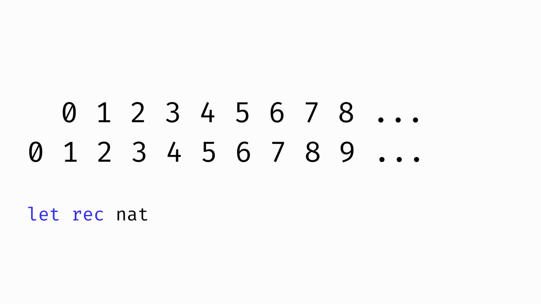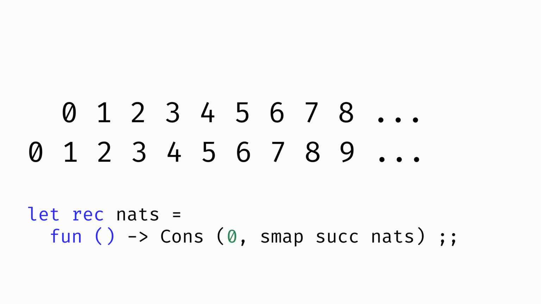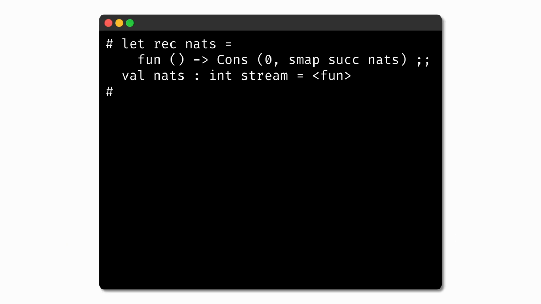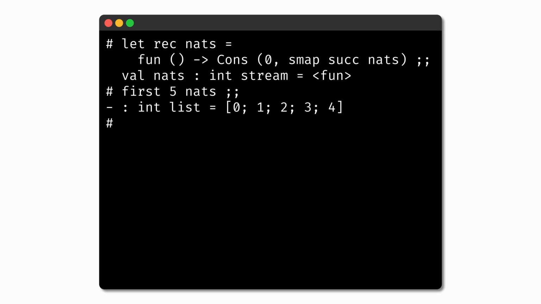We'll recursively define a stream nats for the natural numbers. It's a stream, so it's a function whose argument is unit, and evaluates to cons of 0, and the result of mapping the successor function over itself, a stream of natural numbers. And just like that, we've represented an infinite stream of natural numbers. If we want to see some of them, we just need to force them to evaluate. We could take the first 5, for example, and see that we do get back the first 5 natural numbers.